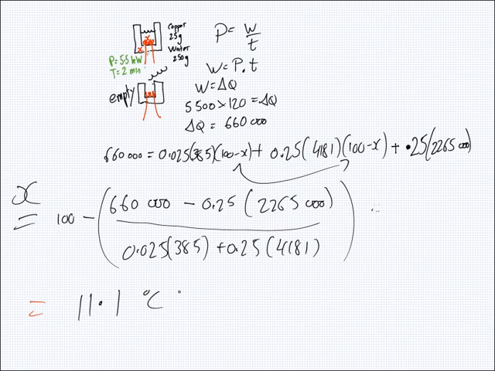Oh, there you go. Sorry, it's not 38.5. It's 385 in the bottom. There you go. All right. Are we all right now? Are we sure?